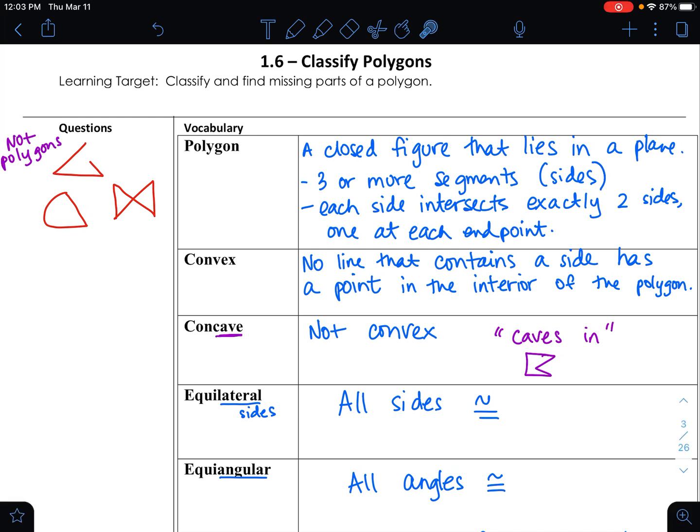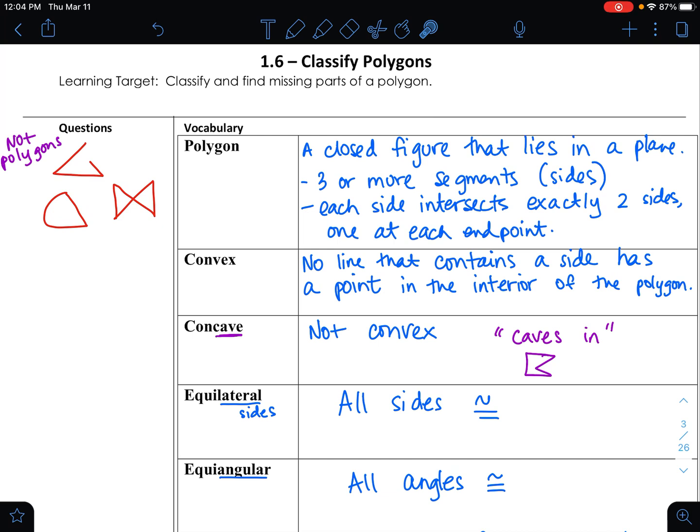Another item is that each side is intersecting exactly 2 sides, one at each endpoint. That describes this one right here. So another way to think about this is it can't cross over sides. So like this segment is intersecting right here and right here at the endpoints, but it's also intersecting in the middle. And that can't happen on a polygon. Okay, so the main elements are 3 or more segments. Segments meaning straight, no openings, and no crossing or no intersecting of sides.